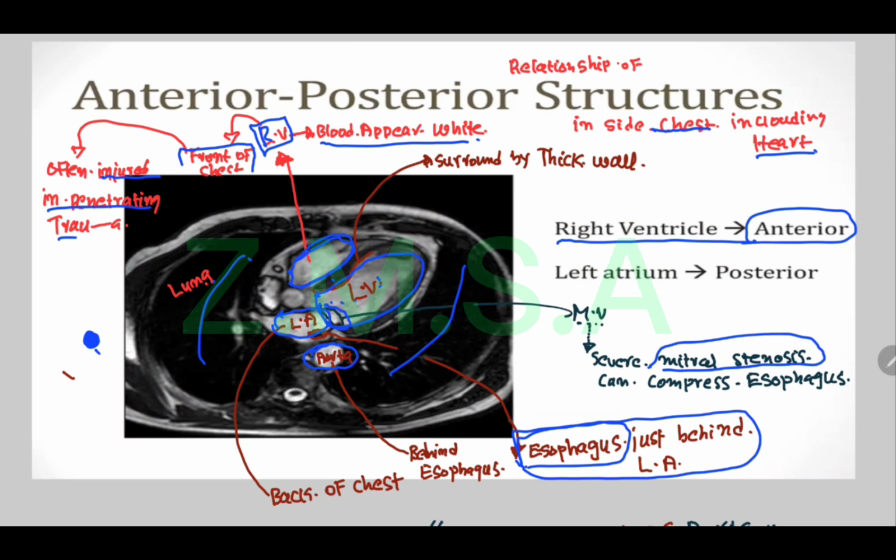Also, the right ventricle is in front of the chest and is more commonly injured in penetrating traumas to the anterior chest. The left ventricle has the thickest wall, and the right ventricle has thinner walls.